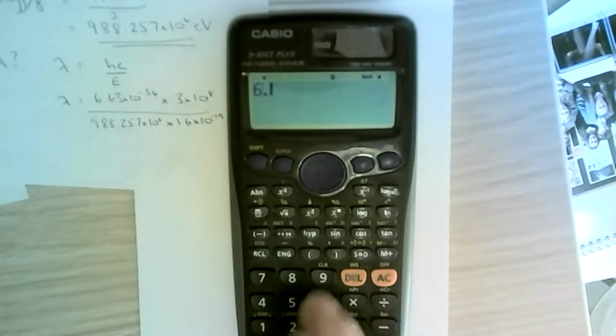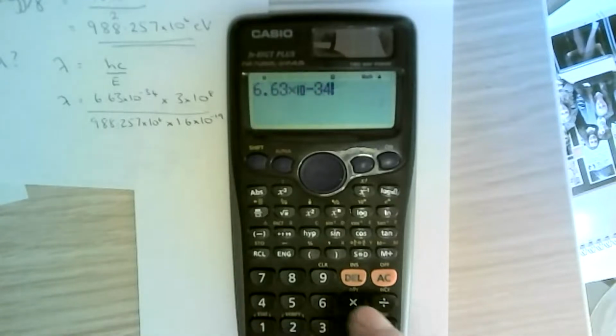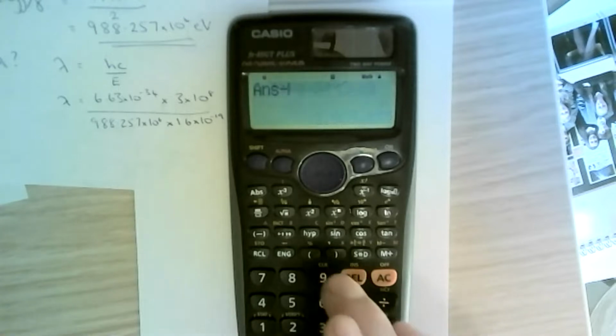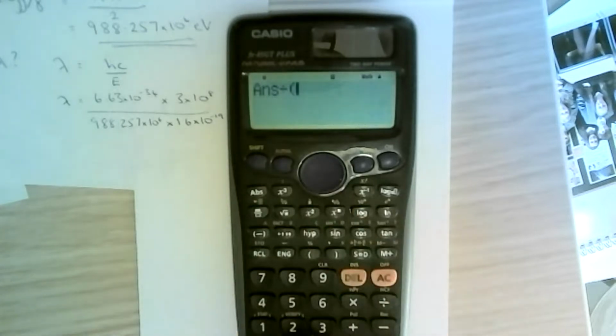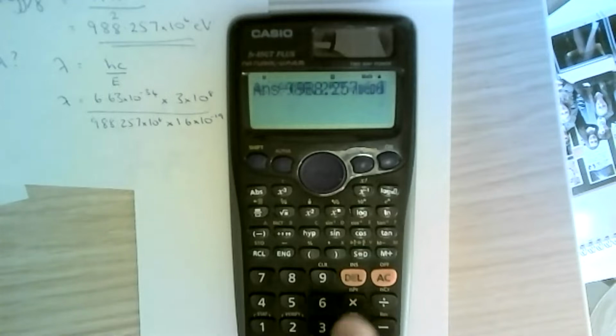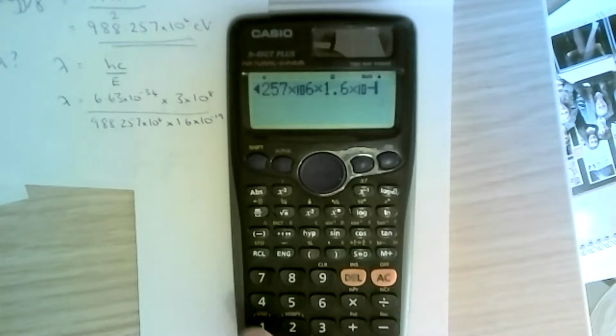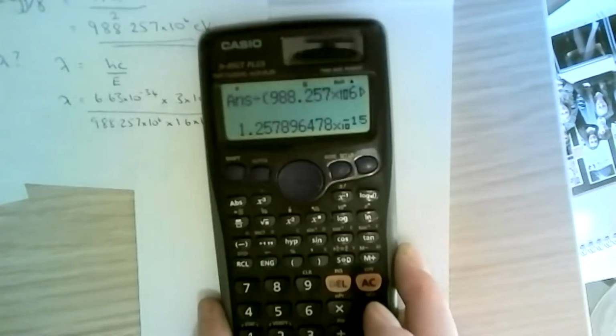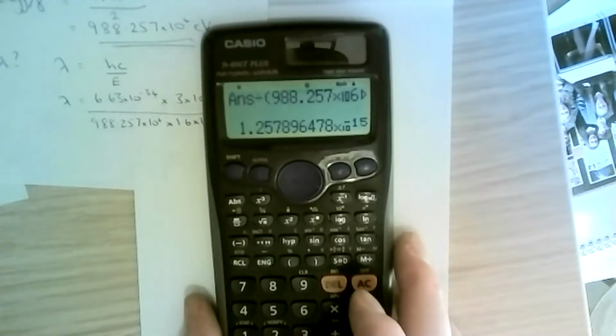So 6.63 times 10 to the minus 34 times by 3 times 10 to the 8. And I press equals at that point, right? And then I'm going to do divided by. Now I want to do a multiplication, so I'm definitely going to put this in brackets. 988.257 times 10 to the 6 times by 1.6 times 10 to the minus 19, and I get an answer, and that's a pretty tiny wavelength, and I'm thinking, gosh, am I sure that that's right?